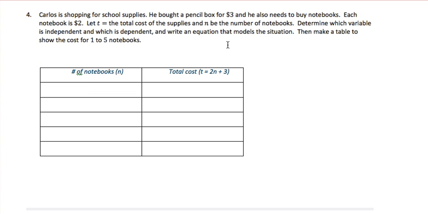Then they asked us to show the cost for 1 to 5 notebooks. So if he has 1 notebook, that is 1 times 2, which is 2, plus 3, which is 5. If he has 2 notebooks, 2 times 2 is 4, plus 3 is 7. If he has 3 notebooks, 3 times 2 is 6, plus 3 is 9. For 4 notebooks, 4 times 2 is 8, plus 3 is 11. And for 5 notebooks, 5 times 2 is 10, plus 3 is 13. So his total cost then would be $13 for 5 notebooks.